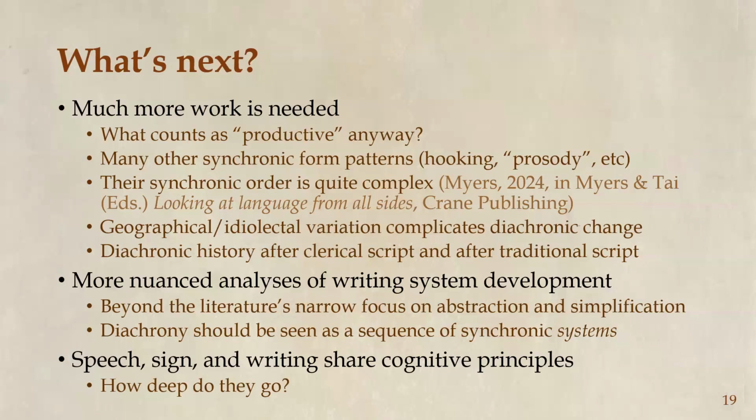More generally, I think we need a more nuanced analysis of writing system development. My impression is that the literature tends to focus narrowly on abstraction and simplification when they want to make great generalizations. Of course, there are a lot of individual stories, and sometimes people go beyond that. But I think more attention should be paid to the idea that diachronic change is actually a sequence of synchronic systems, rather than just looking at this grand overall trend. And finally, the most ambitious claim would be that speech, signing and writing seem to share cognitive principles. And of course, we want to know how deep they actually go. Maybe that needs to be looked at a little harder.